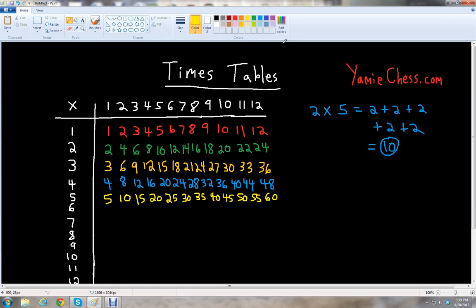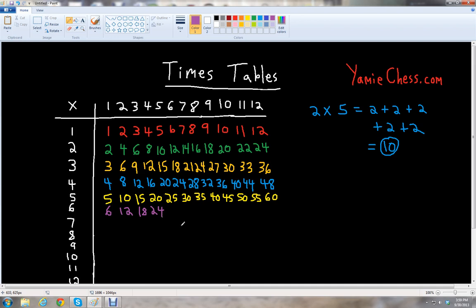Okay, so let's do a 6 times table. So we have 6 times 1 is 6. 6 times 2 is another 6. That gives us 12. And then 6 times 3, what is that? That would be another 6. That's 18. And then 6 times 4, that would be 24.